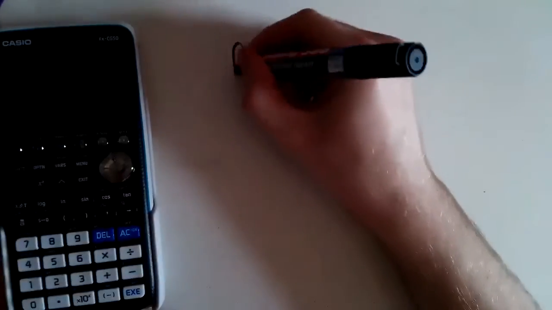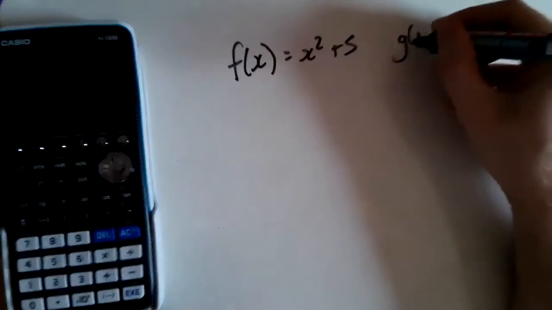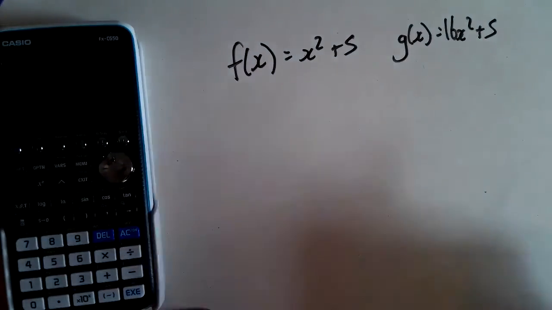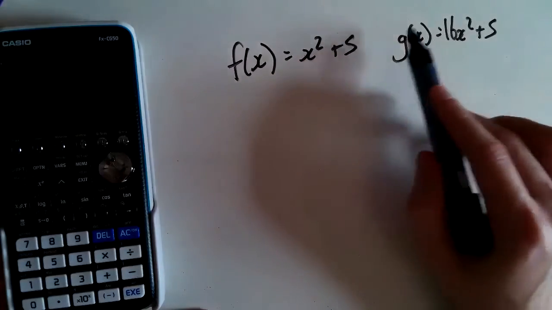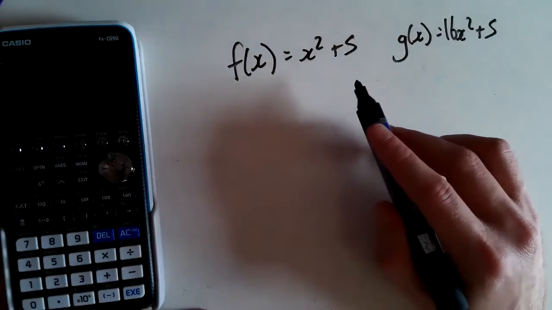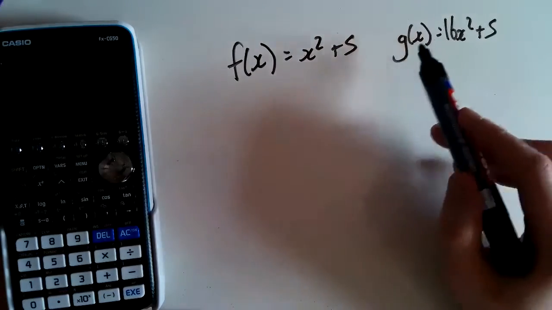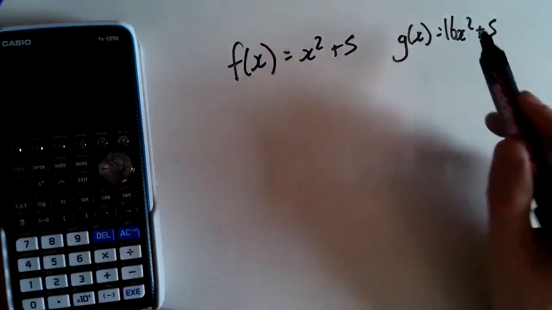Second one, we have two functions. f of x is x squared plus 5, and g of x is 16x squared plus 5. You want the transformation. Well, only the x's look like they've changed. So that means it's definitely just the x. And it looks like it's being times by something. So it looks like it's a stretch. Now, it's not being times by 16.